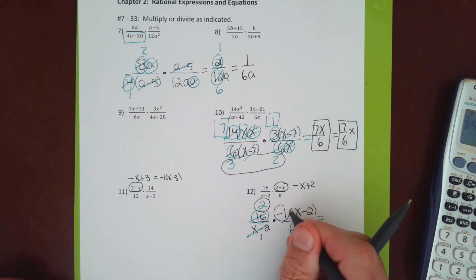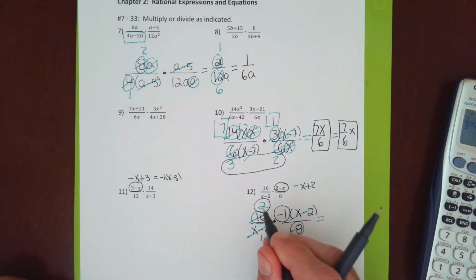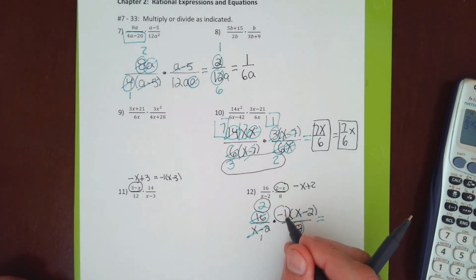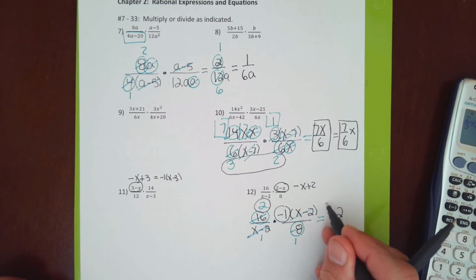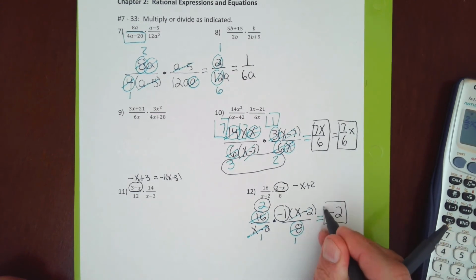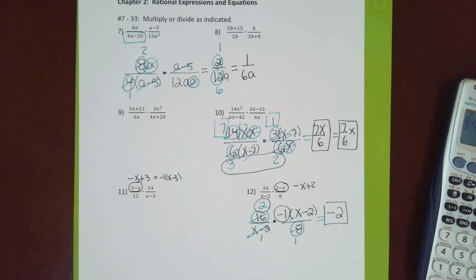And what's left that I haven't dealt with yet is the 2 that the 16 turned into and the negative 1, which was my common factor. And 2 times negative 1 is negative 2. So the answer to 12 is just negative 2. I imagine your 11's a similar answer, but I think your answer to 11 is actually going to be a fraction.